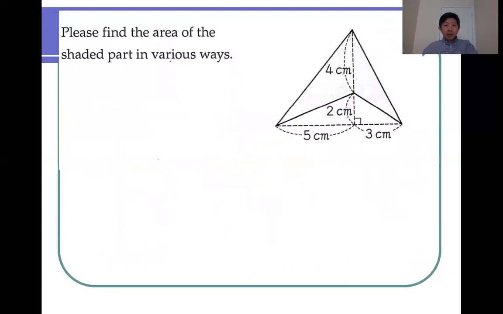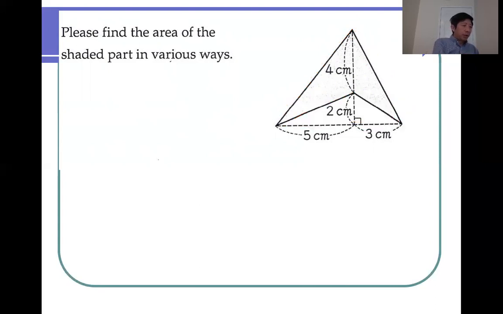All right, let's take a look at the next problem. Find the area of a shaded part in various ways. So first, we want to find what's the shaded part. Actually, the shaded part is this, okay? This is the shaded part we're looking for. So in this problem, if I'd like to find out this area, can I take the whole triangle and minus the small triangle, and then we get the shaded area.